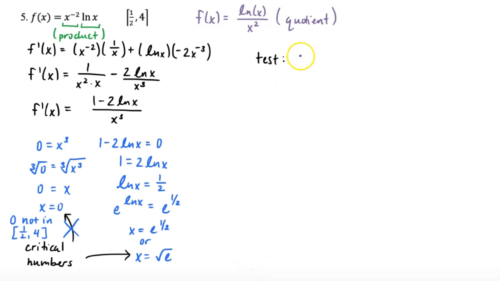And so these are the points I'm going to test. Now I'm just going to test x equals 1/2, the square root of e, and 4. These are my three numbers. These are my three potential maxima or minima.